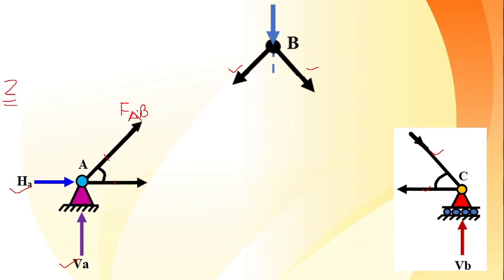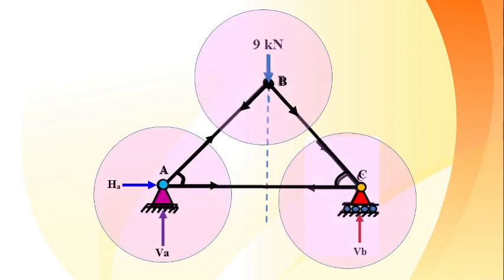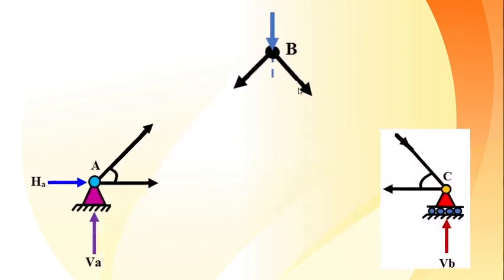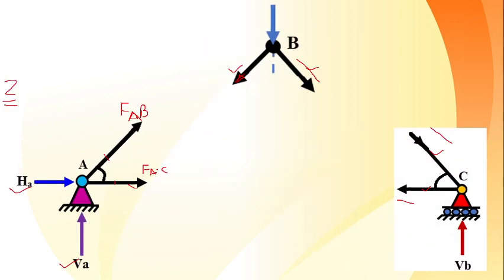Is it okay? If this is AB, what will be this? This is also AB. This is the force in member AC. If this is AC, this has to be FAC. And if this is FBC, this has to be FBC. So give the names. And after finding out those various forces, FAB, FAC and FBC, this is FBC.